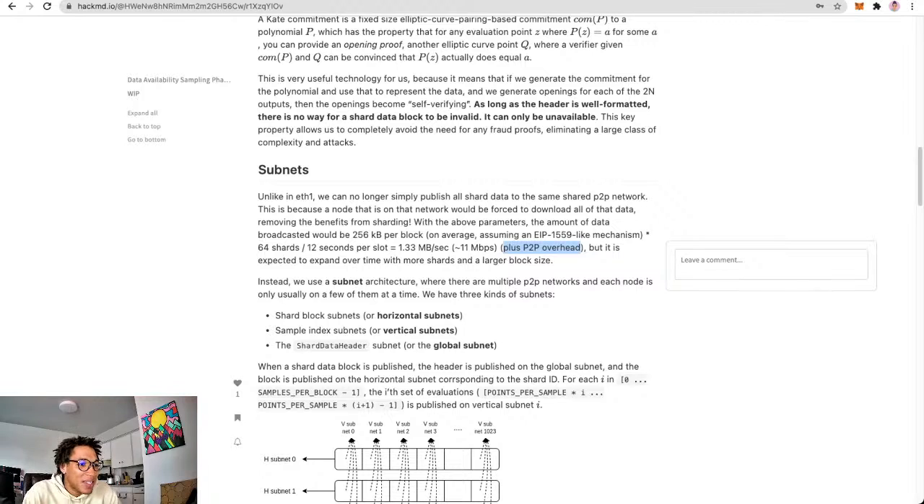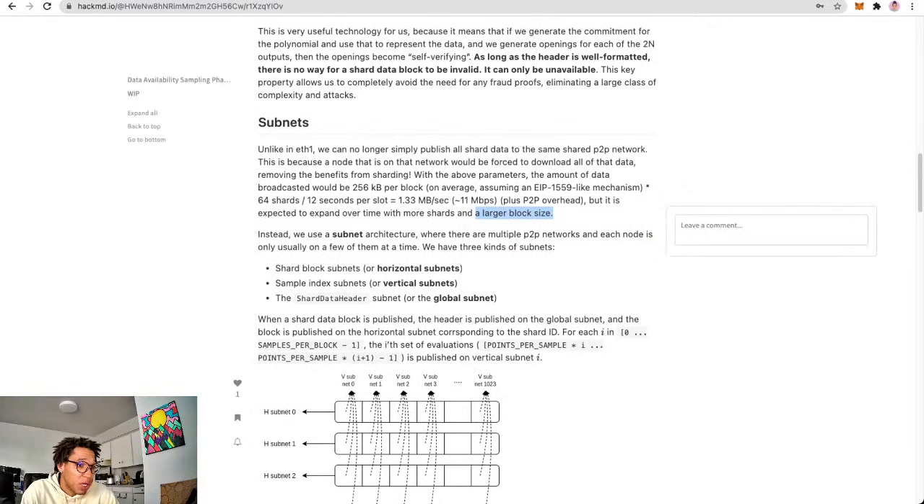But it is expected to expand over time with more shards and a larger block size. Are we saying we're going to have more than 64 shards eventually? Oh, geez, I don't know. And a larger block size. Okay, cool. Larger block size sounds interesting as well. Although, I guess over time, technology will advance to allow for a larger block size regardless.